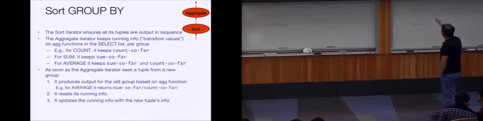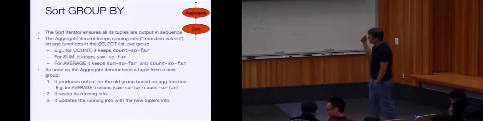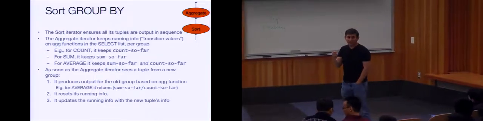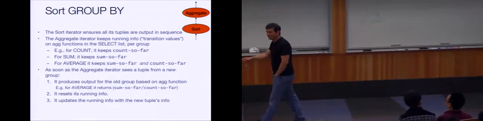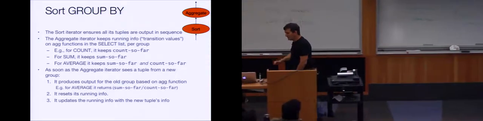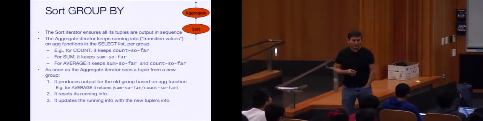That's fine. And as soon as the aggregate iterator sees a tuple from a new group, it produces output for the old group based on the final function of the aggregate. All right? And it resets its running info and updates it with the new tuple. Make sense? Pretty simple stuff. All right? You can even imagine an API for defining aggregate functions.